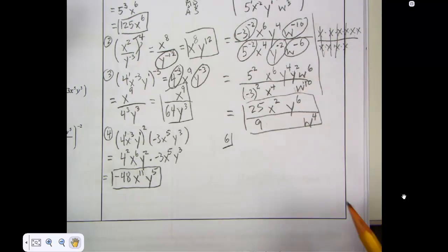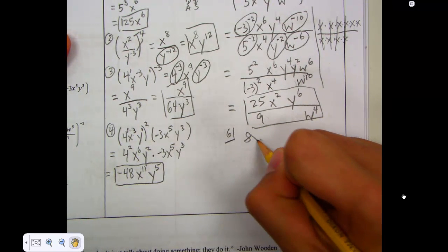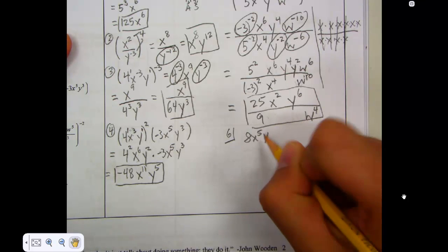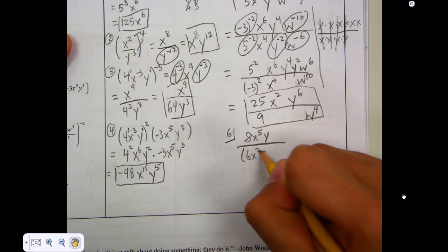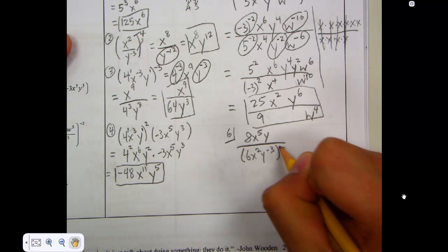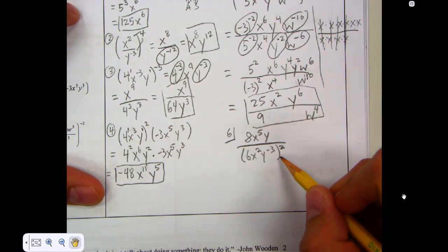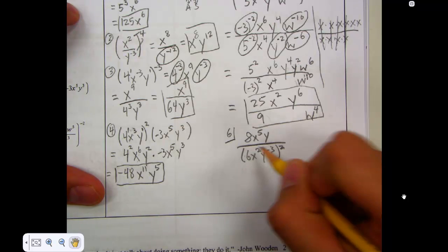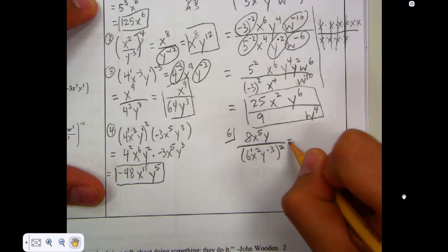And the last example, 6. I'm going to copy the problem. 8x to the 5th, y, all divided by the quantity 6x squared, y to the negative 3rd, to the 2nd power. Okay, so I look for my parentheses. This one on the bottom has parentheses. I'm going to multiply the exponents. So I'm going to put a 1 here, and I'm going to multiply the exponents just on bottom.